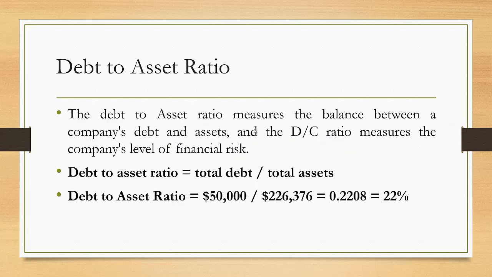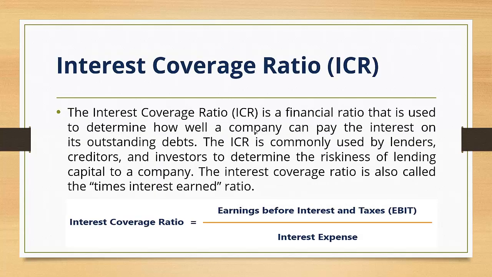The next ratio is the debt to asset ratio. The debt to asset ratio checks the amount of total debt in comparison to the total assets. So the higher the ratio, it means that the company has to pay more debt in response to its total assets. So this is another measure of the company's level of financial risk.